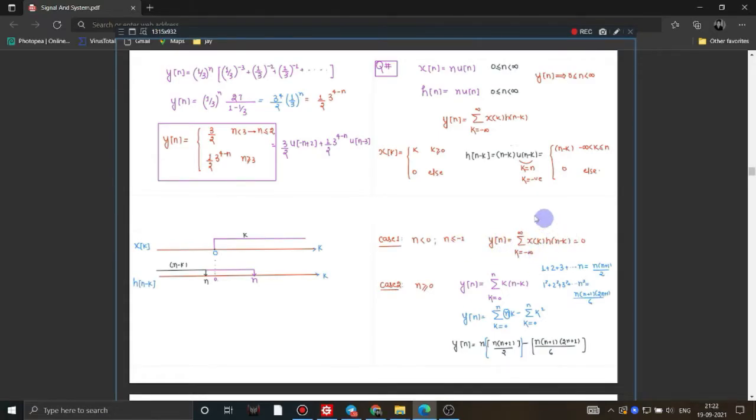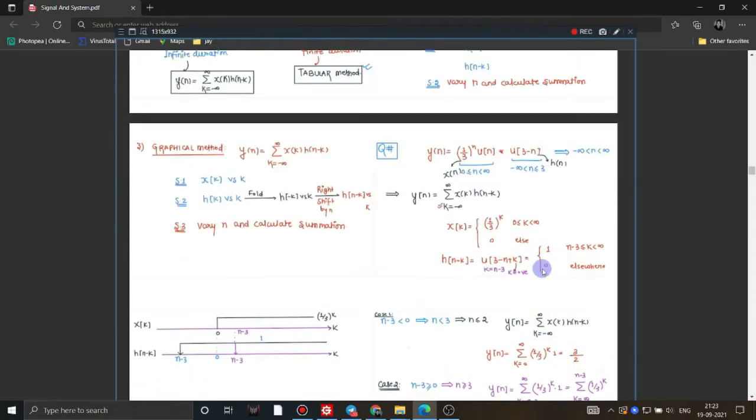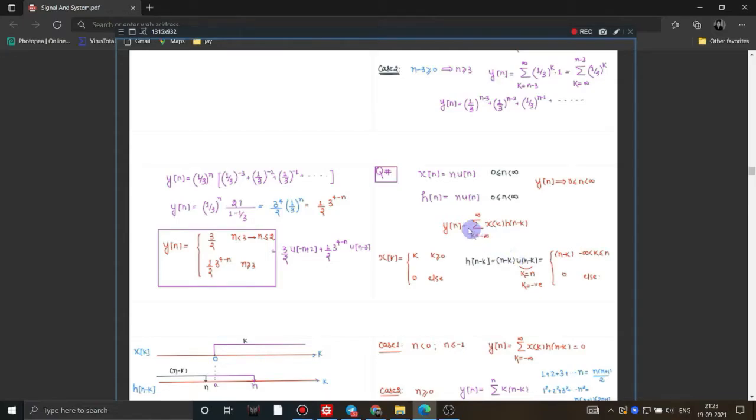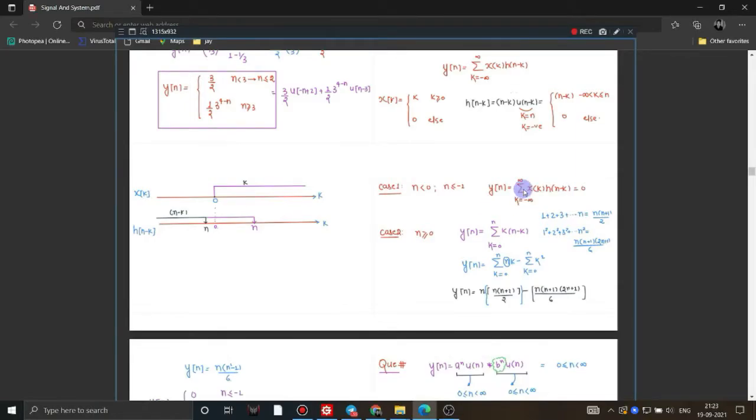So this is the basic equation for convolution. Yn is equal to sigma k from minus infinity to infinity xk h n minus k, which is equal to 0. Why is it 0? Because we have to multiply both of these.